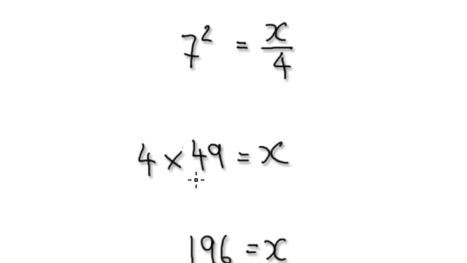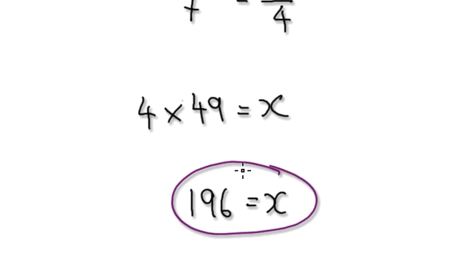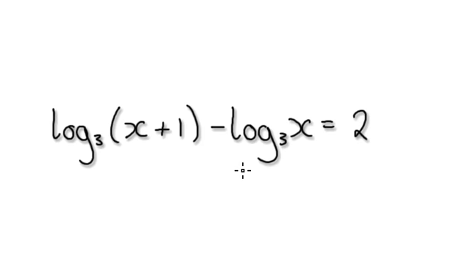So times both sides by 4, and then that will give you that. Okay, so x equals this. So now next one here. Okay, so press pause and have a go. Work out x. So press pause and have a go.